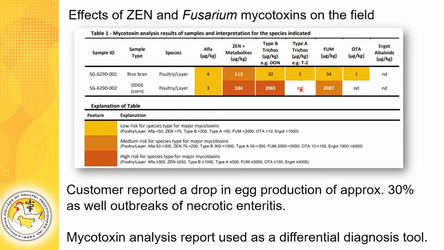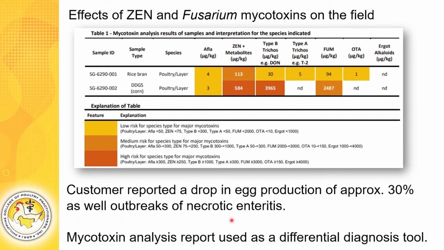Let me show you another report, still coming from a different customer. In this case, we can see a higher contamination. This customer is using DDGS, and here is our color code. You can see one sample containing a medium, in orange, zinc contamination, one sample containing a high contamination in red, and also a very high amount of trichothecenes and a high amount of fumonisins.